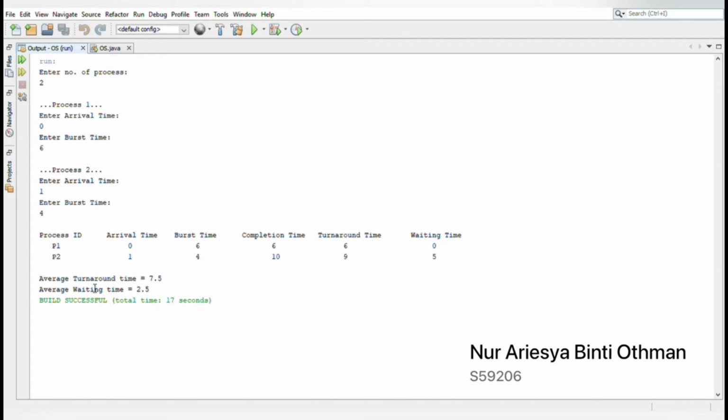For the average turnaround time, the sum of turnaround times divided by 2 for the processes, so we got 7.5. While for the average waiting time, we sum up 0 plus 5 divided by 2, which is 2.5.